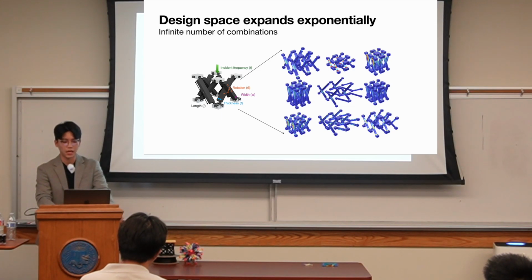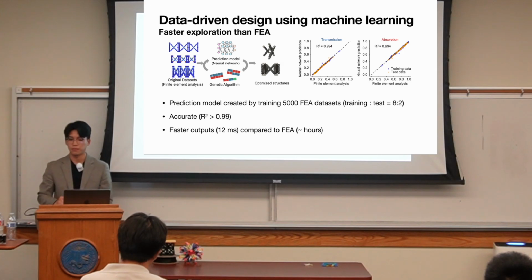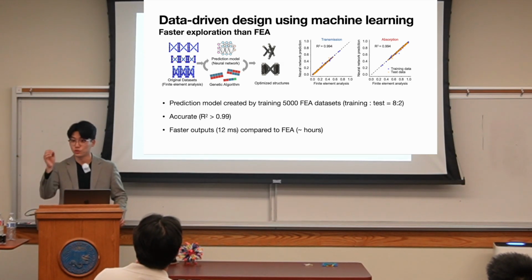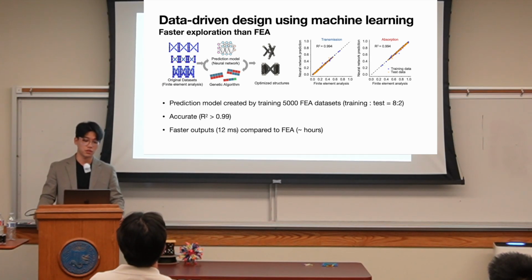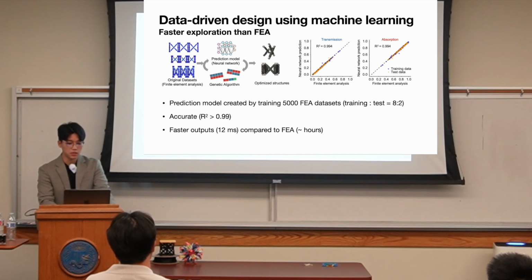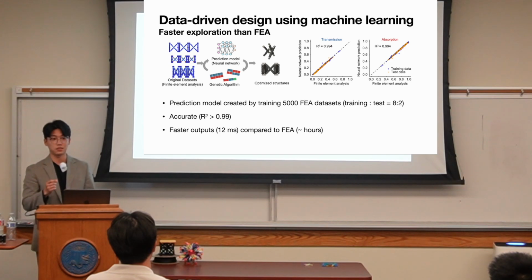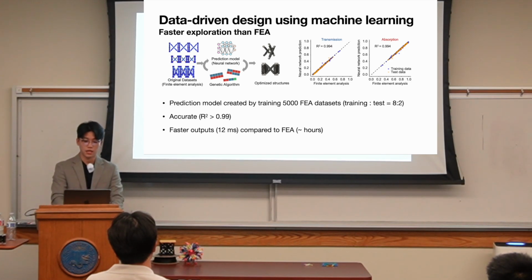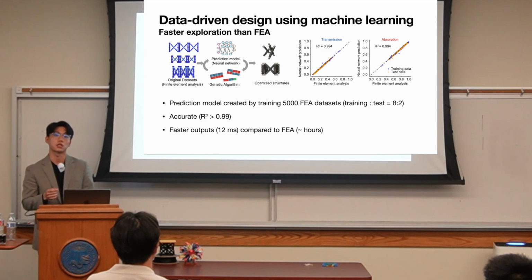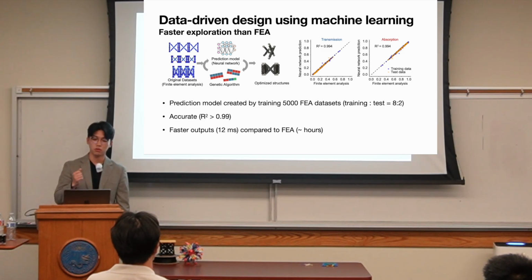So the question was, how do we go through these multiple scenarios and then choose the right one? And the answer was, let's use data-driven design using machine learning. What I have done is create 5,000 randomly created data sets using FEA, and then train a neural network, which was able to predict the transmission and absorption with high accuracy, an R-squared value over 99%.